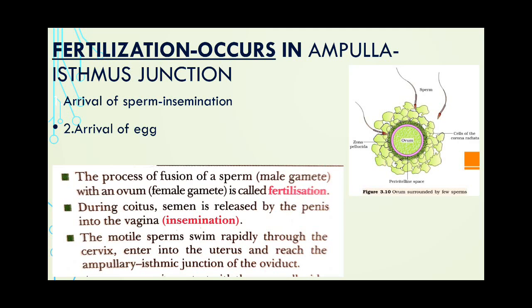Now the motile sperm swims rapidly till it enters and finally reaches the junction, that is the ampulo-isthmus junction, and in the meanwhile, the ovum released by the ovary is also transported. So it is very much necessary that fertilization can only occur if the ovum and the sperm are transported simultaneously to the ampullary-isthmus junction.